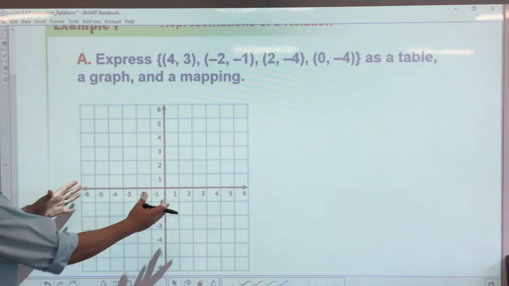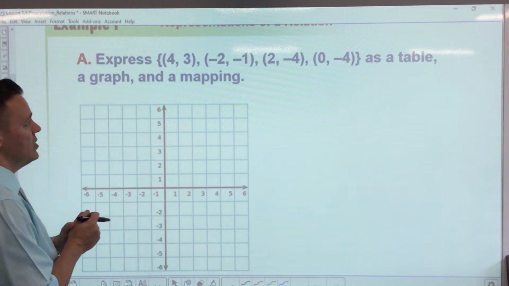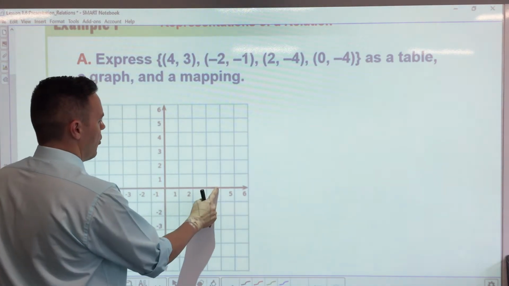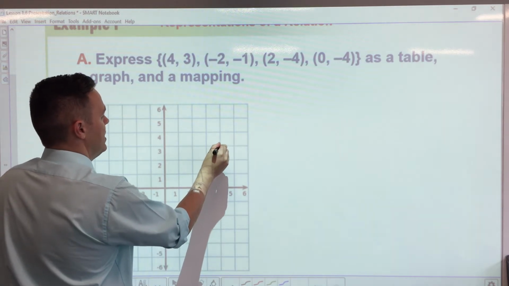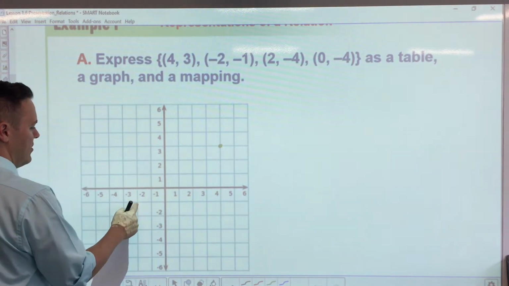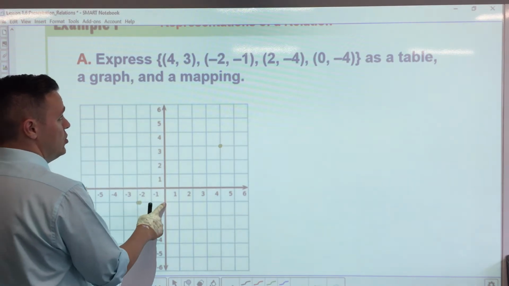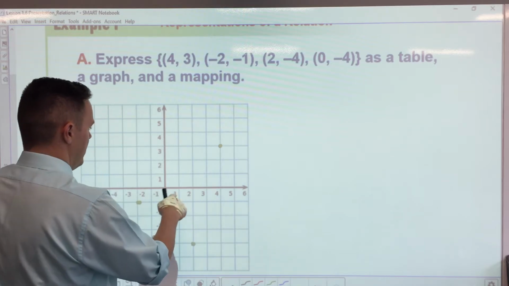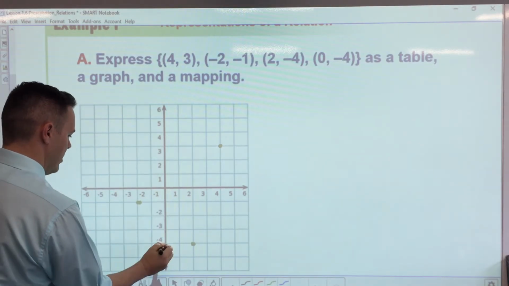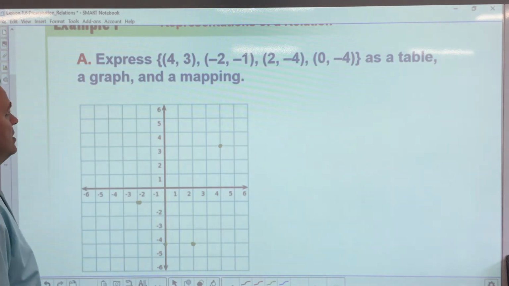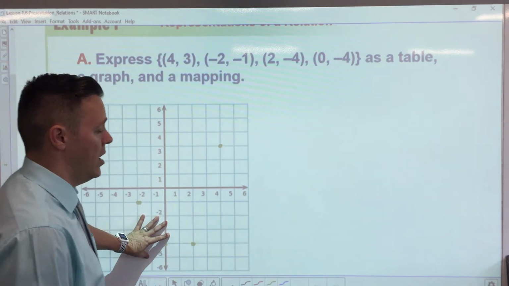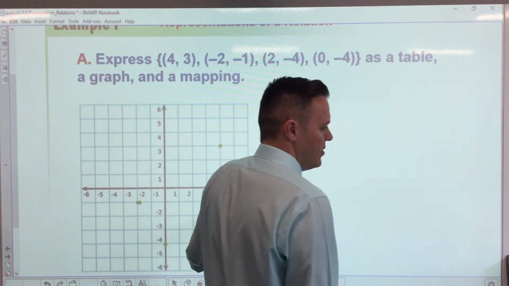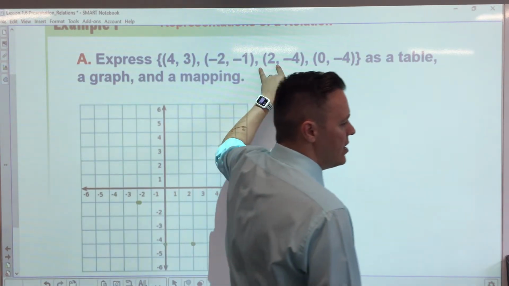So what I've done is I imported in here a nice little graph. I want to make sure you understand the concept of plotting these points. The first point, 4 over, 3 up, is one point. Then -2, -1, then 2 over, -4 down, and the other point would be 0, -4. There are your points. Now, that is a table, or I'm sorry, that is a coordinate plane system. That's the graph. This is set up as ordered pairs.